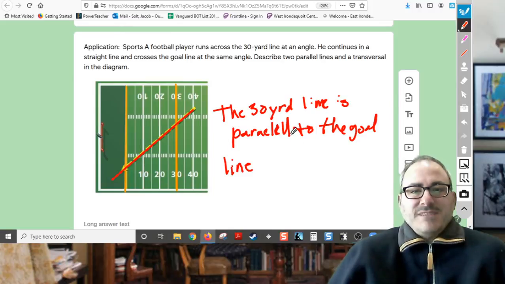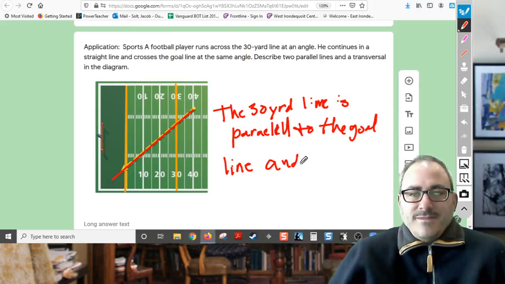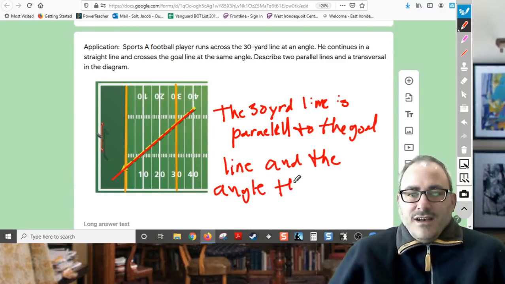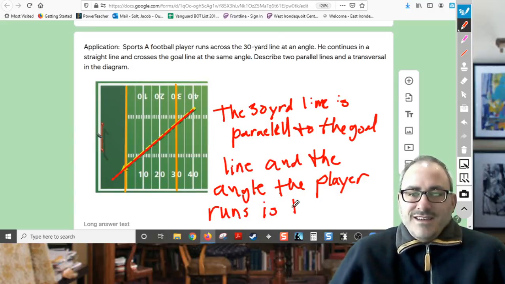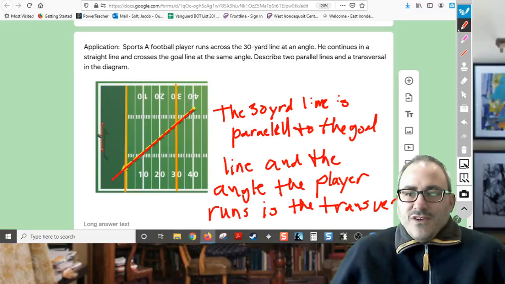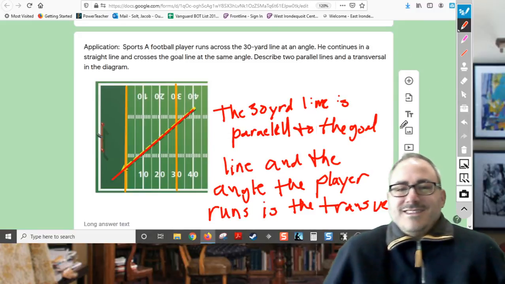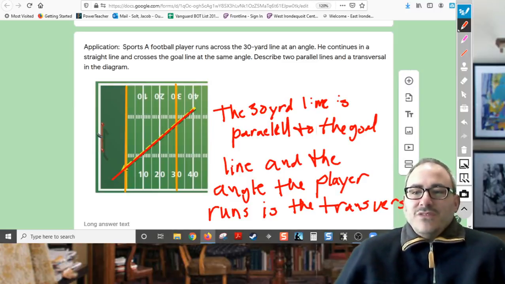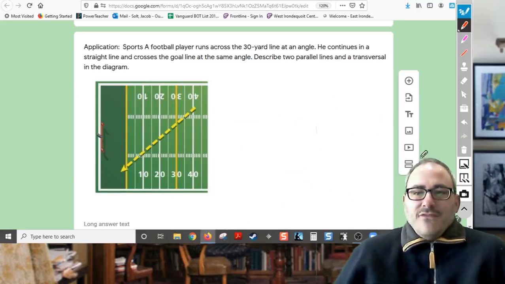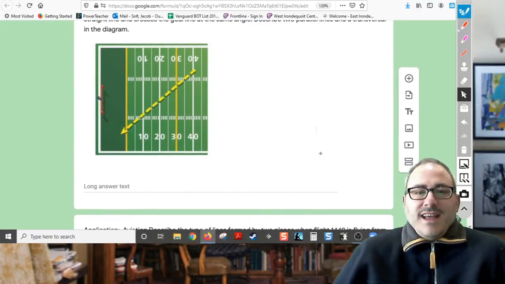All right, the 30-yard line is parallel to the goal line, and the angle the player runs is the transversal. Okay. The 30-yard line and the goal line are parallel lines, and this line here is the transversal. That's what you'd type. That's the expectation I would have for what you would respond for that answer there.